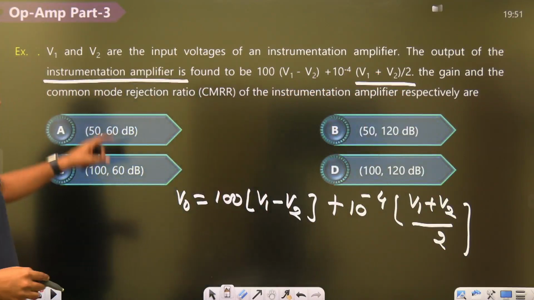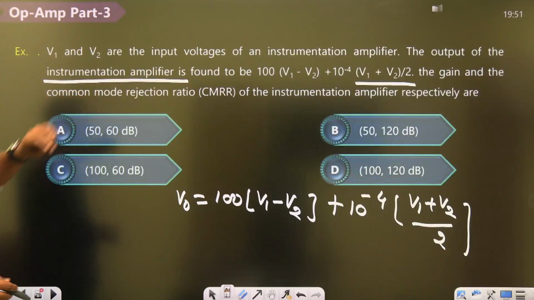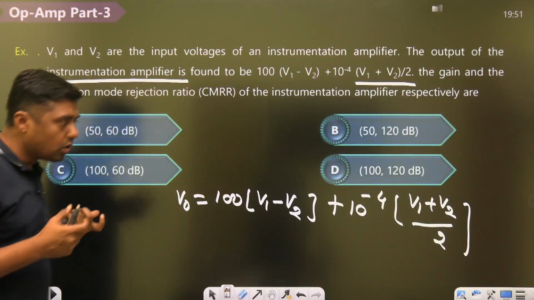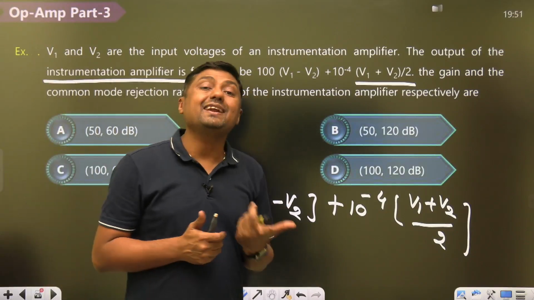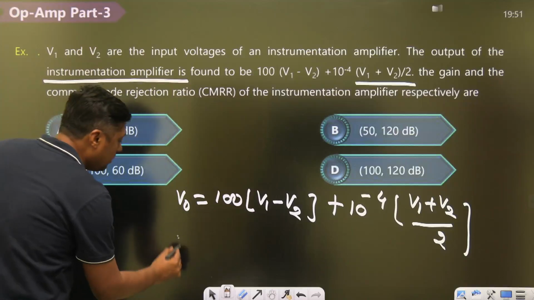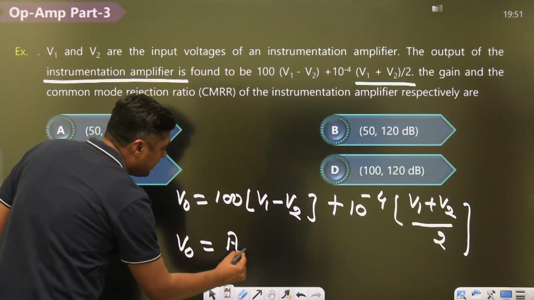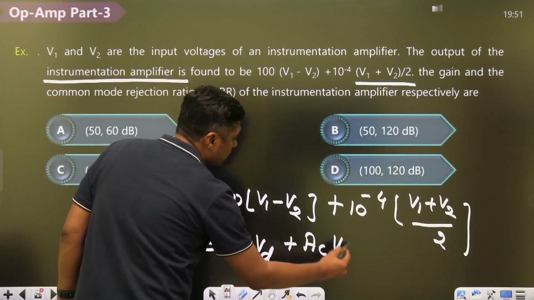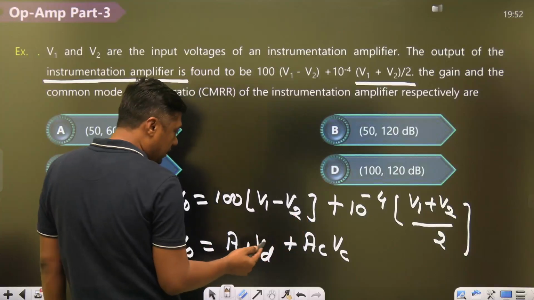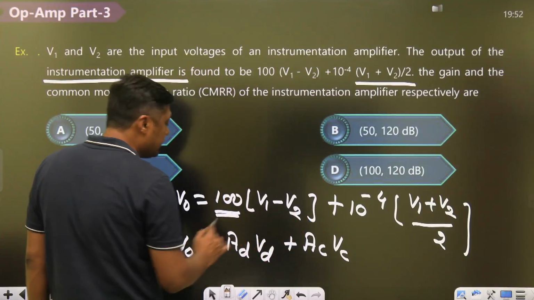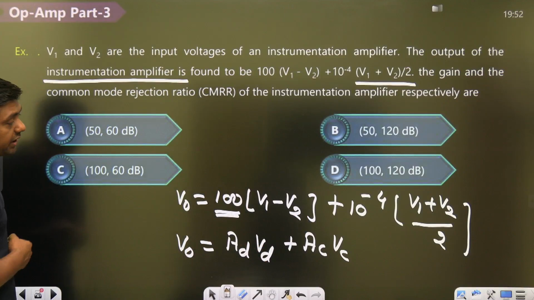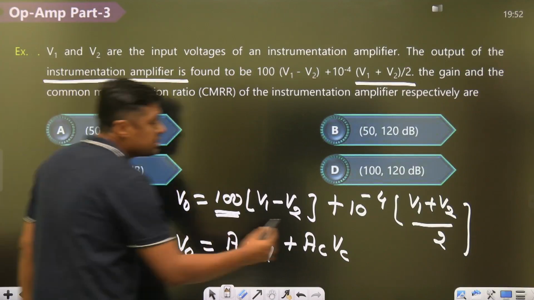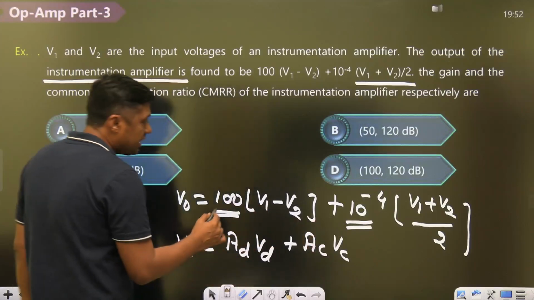Now, what is given? The gain and the common mode rejection ratio. So guys, remember, when we are talking about the gain, we are talking about the wanted gain. If you compare AD VD, this is the VD, plus AC VC, when I compare, you will get the AD. This is called AD. So AD is 100. It is called wanted gain. And this is AC.